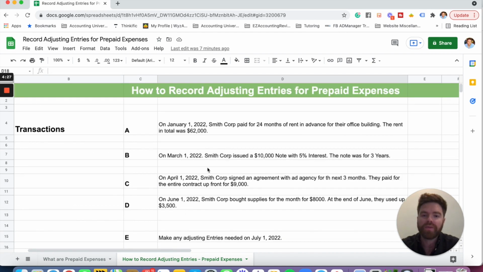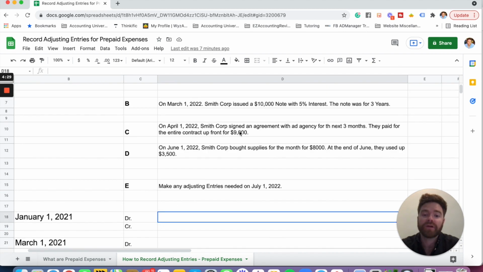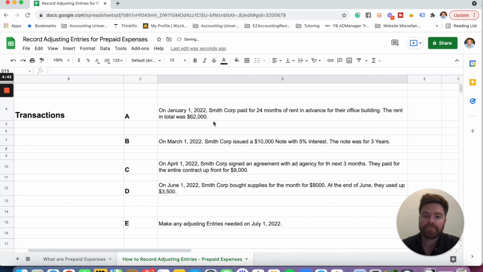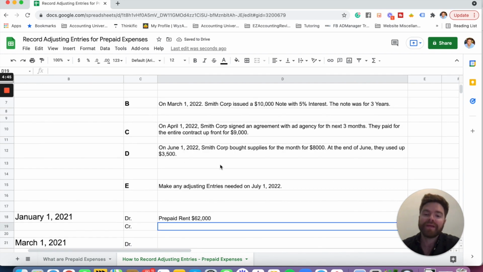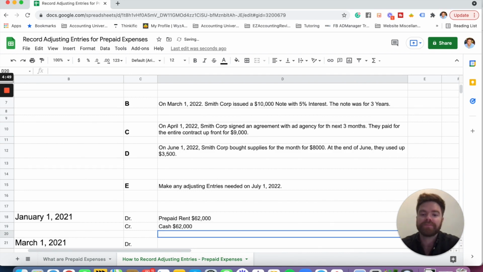So what they did there is they bought rent up front. So we're going to debit an asset, and that's called prepaid rent. And that's going to be for the full amount, $62,000. They bought it. So now they have this rent to use over 24 months. And they paid for it in cash. So cash you'll credit for $62,000. So you bought rent up front. Now time will pass, right? And then we'll show you how to make that adjustment. Let's do the next one here.